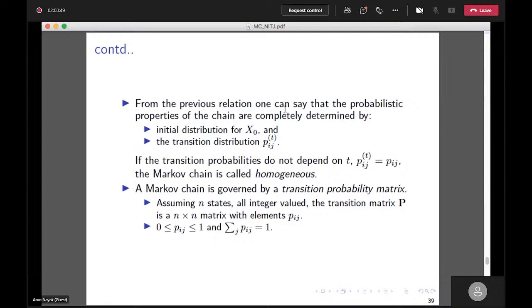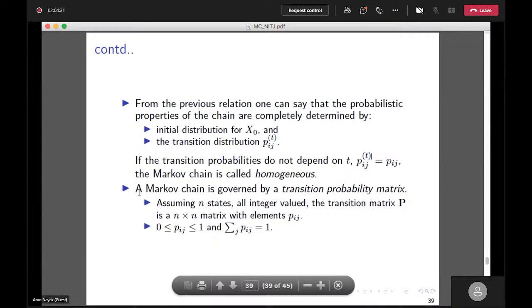So from the previous relation, we can say that the probabilistic properties of the chain are completely determined by two things: the initial distribution X0 and the transition probability Pij for a transition from state i to state j. And if the transition probabilities do not depend on time, that means they are homogeneous, independent of time, then they are normally called homogeneous Markov chains.